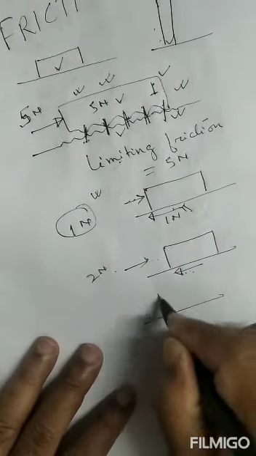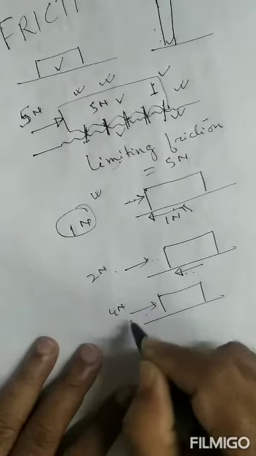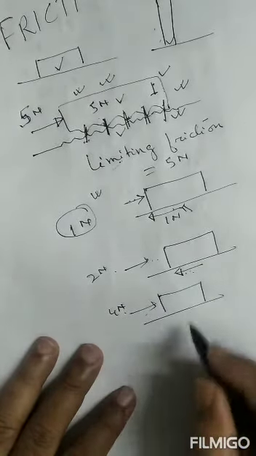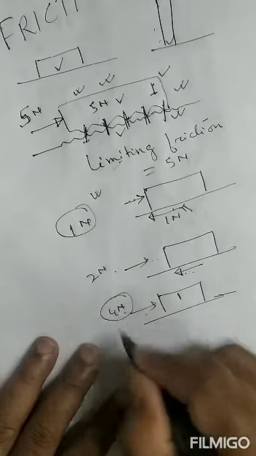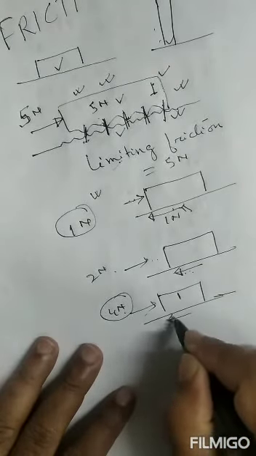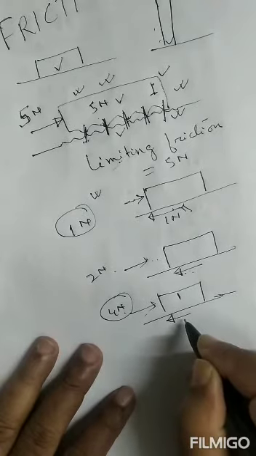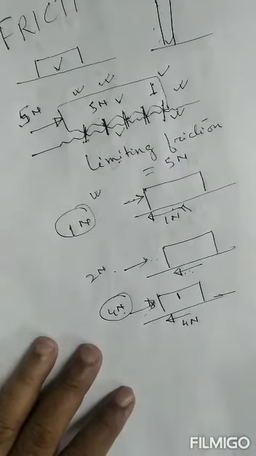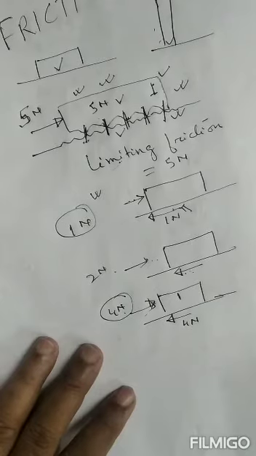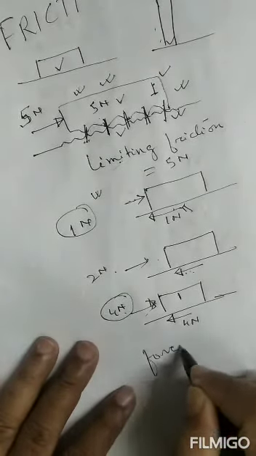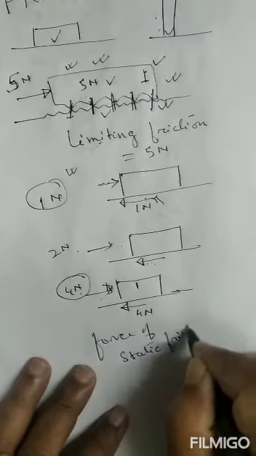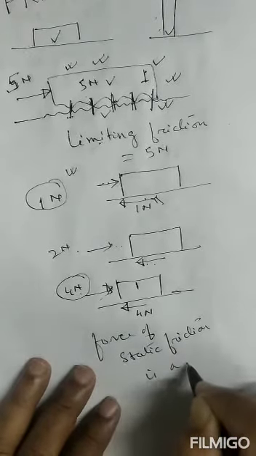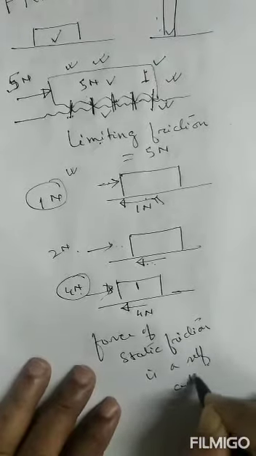Now, if I apply a force of 4 newton on this body, then also motion of this body over the table surface is not possible. But I applied a 4 newton force. Where does that 4 newton go? Because a force of static friction comes into play which balances the applied force of 4 newton. That means the force of static friction is a self-adjusting force.